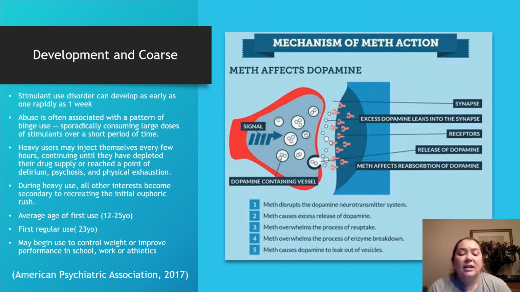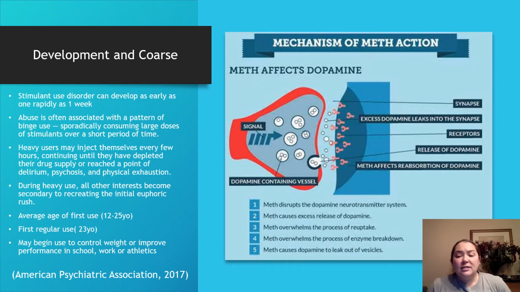According to the APA, the average age of first use is from 12 to 25 years old. First regular use is around 23, and people may start using to control their weight or to improve performance in school, at work, or in athletics. That's where they feel like, okay, I can do this just for a short term, but then it becomes more addictive and turns into a long-term issue.